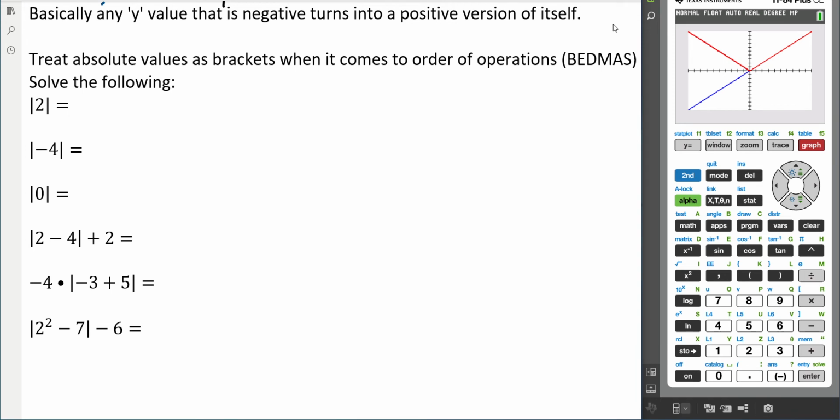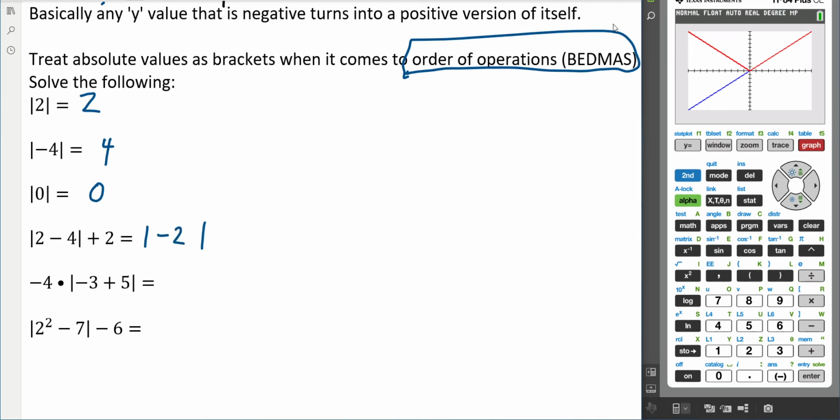So 2, it's already positive, so it doesn't change. 4, it's a -4, so it changes to a +4. 0 turns into a 0. Okay, now these ones are a little bit more complicated because there's stuff happening before and within the absolute value brackets. So inside, we can still leave those as brackets. Remember, you do the brackets first with order of operations. So 2 minus 4 gives us negative 2 plus 2. But we still have brackets there because they're absolute values. They actually do make a difference. So it becomes 2 plus 2, and that equals 4.